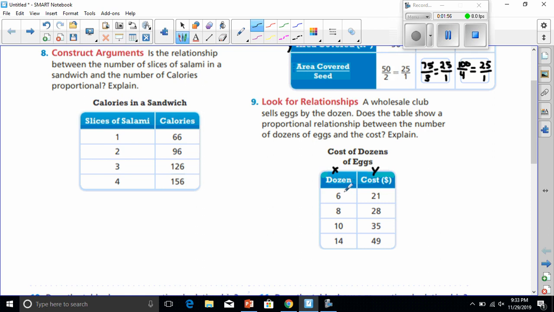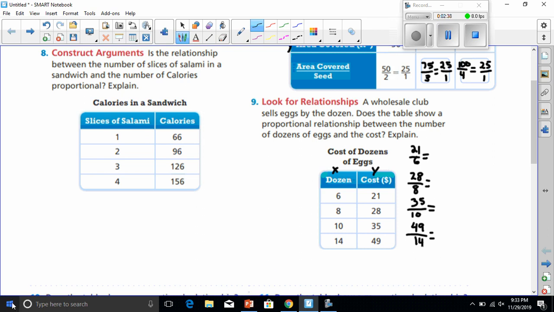And so the first one is going to be 21 over 6. The second one would be 28 over 8. The third one would be 35 over 10. And the last one would be 49 over 14. Now all these have to have the same ratio if this is proportional, and that's what the question is asking us. Does the table show a proportional relationship?